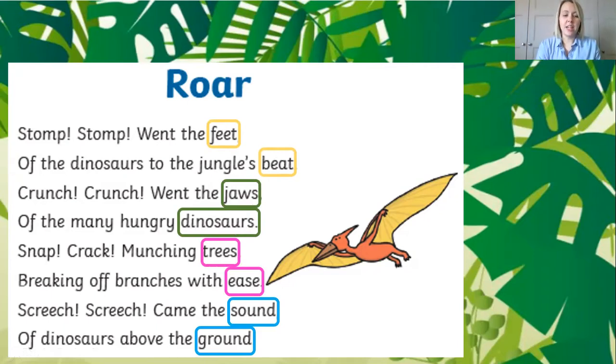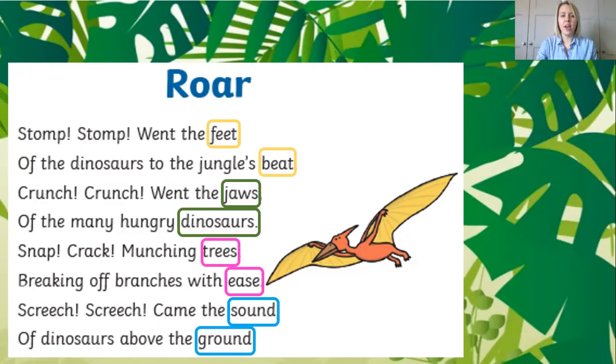Then we've got trees, so it's our E sound we're looking at again, but this time the E sound is with an F and an A at the beginning for ease. Then sound and ground are the same sound. What sound is the same in sound and ground? It's the ow sound. Well done if you spotted that.